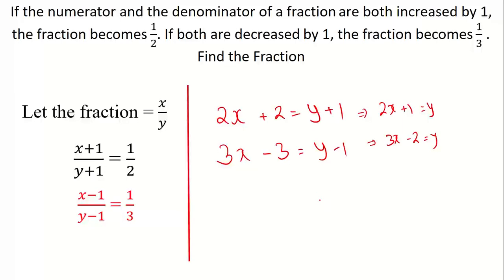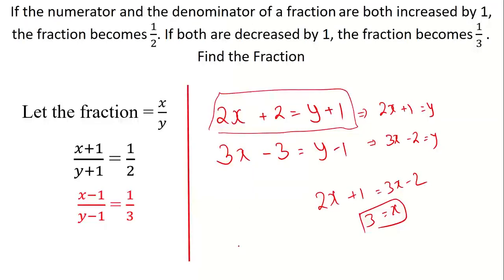So let's solve this. 2x plus 1 is equal to 3x minus 2, or x is 3. If x is 3, I can solve for the value of y. So let's use this: 2x, which is 2 into 3, 6, plus 2 is y plus 1, so 8 is equal to y plus 1, so y is 7. So the required fraction, x upon y, is nothing but 3 by 7.